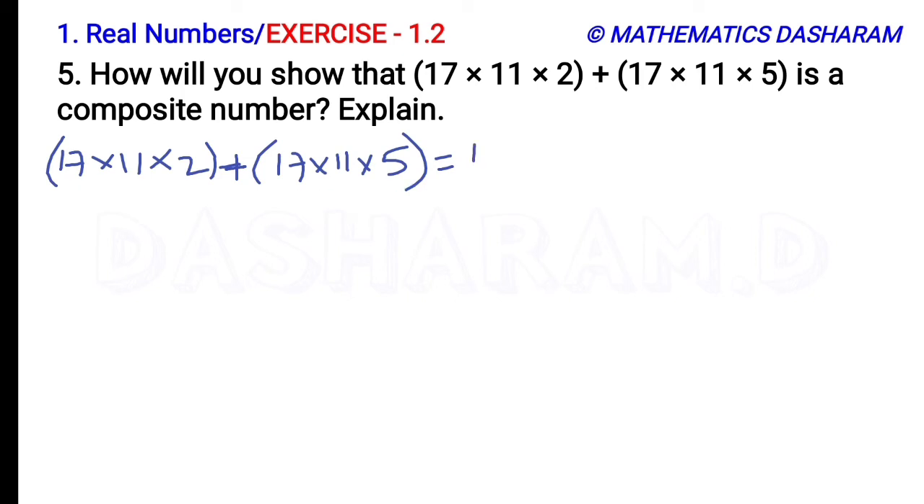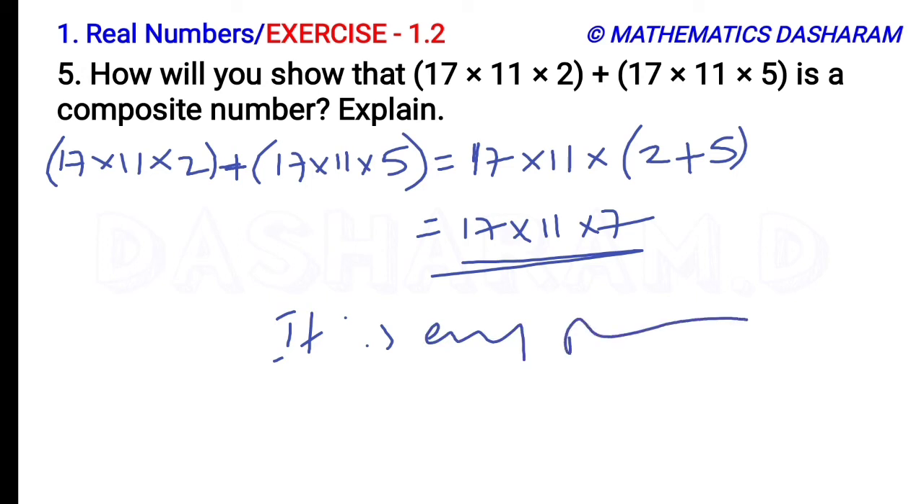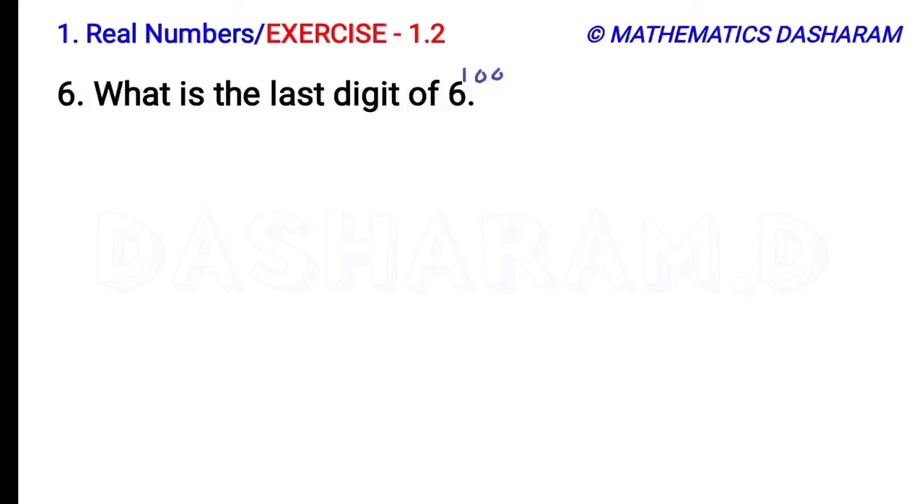How will you show that 17 into 11 into 2 plus 17 into 11 into 5 is a composite number? Explain. Here this term is one number and this term is another number. From these two numbers, 17 into 11 is common, so 17 into 11 into bracket of 2 plus 5, which is 7. So it is expressed as a product of other three numbers. Whether two numbers or three numbers, it should be expressed as a product of other numbers. So it is a composite number.